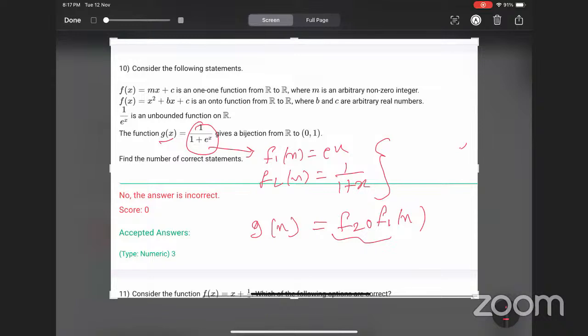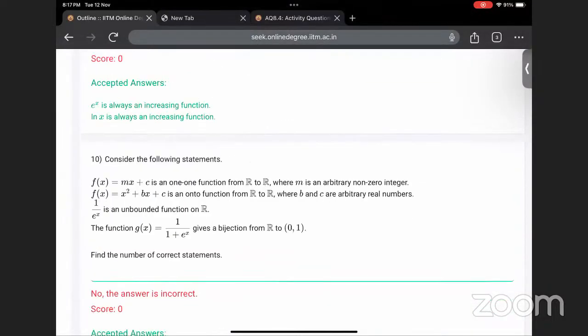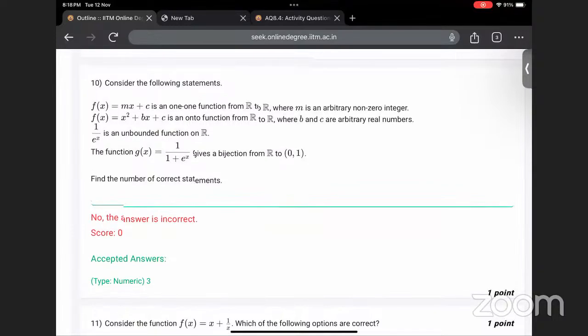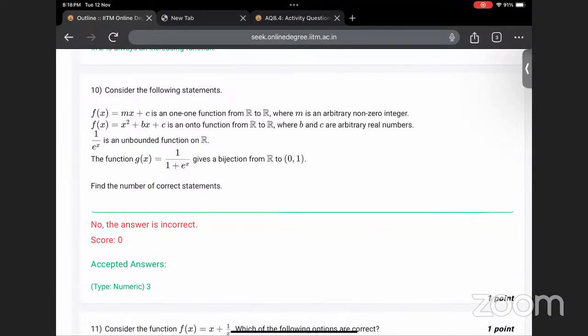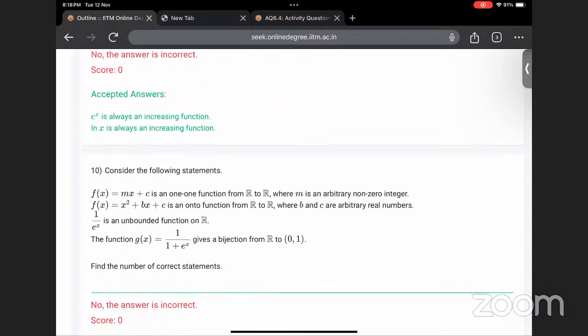In this exercise, ma'am, the second one in the 10th number question is not an onto function. Am I right? Yes, it is not onto in the whole domain, I mean whole R, because we know that it is a parabola, right?